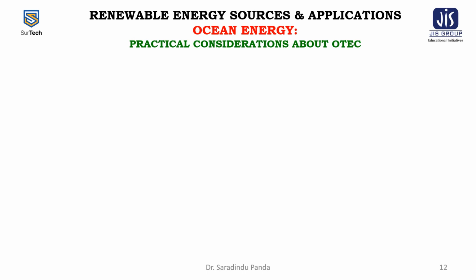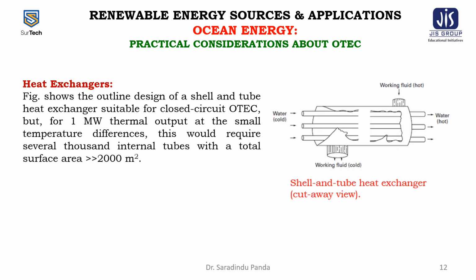Now come to the practical considerations about the OTEC. First is the heat exchangers. The figure shows the outline design of a shell and tube heat exchanger suitable for closed cycle OTEC. But for 1 megawatt thermal output at the small temperature differences, this would require several thousand internal tubes. These are the internal tubes, with a total surface area greater than 2000 square meters.